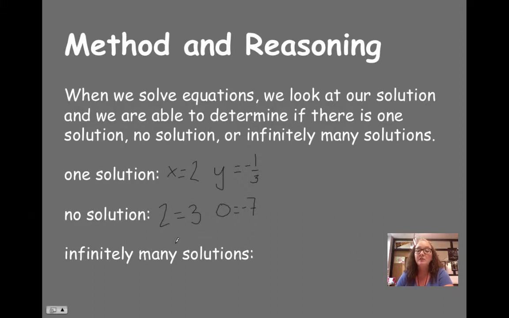If there are infinitely many solutions to your equation, your solution will turn out something like this: 2 equals 2, or -1/4 equals -1/4. This means that for any value we insert for the variable, we're going to get this same value. We can put in any value we want and it will make the equation correct.